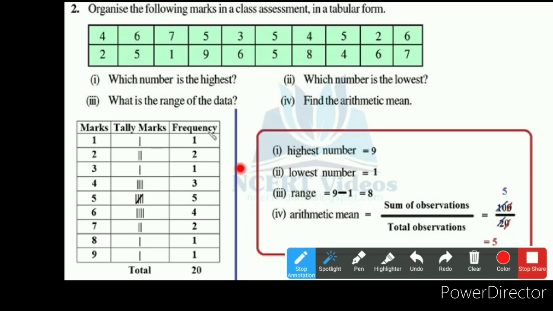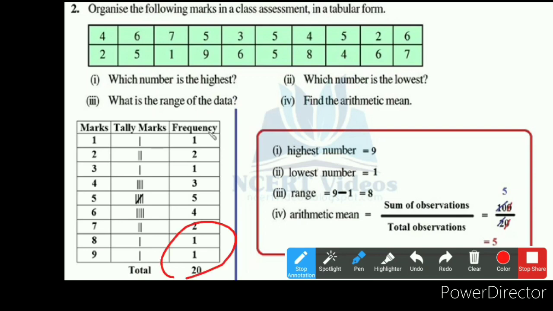Next, 5 marks scored by 5 students. See 1, 2, 3, 4, 5. So 5 tally marks we should write in this manner. Next, 6 marks scored by 4 students, 7 marks scored by 2 students, 8 marks scored by 1 student, 9 marks scored by 1 student.